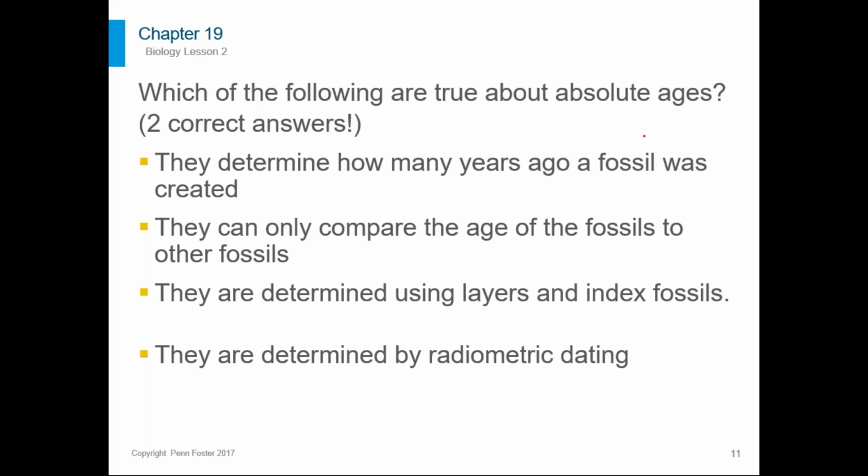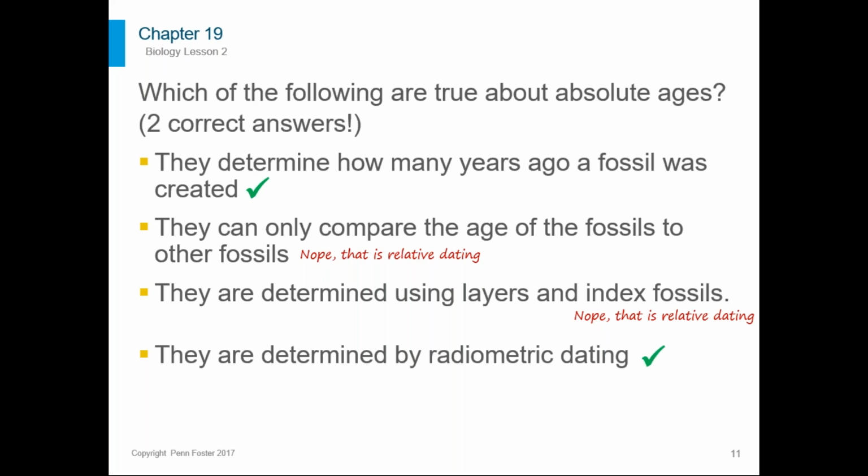So absolute ages. They do determine how many years ago a fossil was created. So that is true for absolute ages. The next one is actually for relative dating, not absolute. So relative is when you're comparing the two. Our third option, they're determined using layers and index fossils. Again, nope, that is relative dating, where we just compare one layer to the next layer. And then determined by radiometric dating, yes, that is absolute ages.